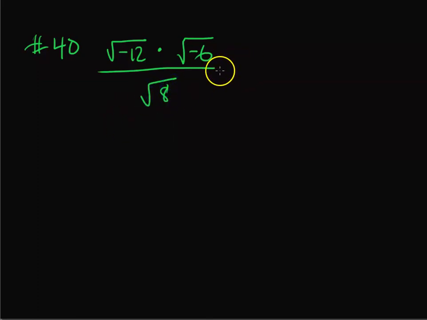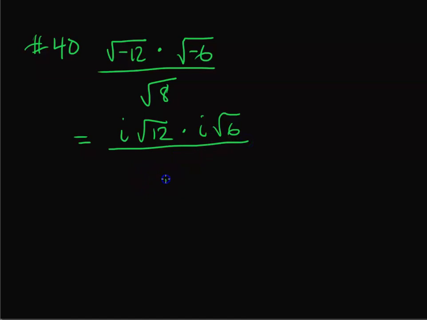Number 40 is find each product or quotient, and we have the square root of a negative 12 times the square root of a negative 6 over the square root of 8. Okay, first of all, got to pull your i out. i square root of 12 times i square root of 6 over the square root of 8. And now we got to figure all these square roots.